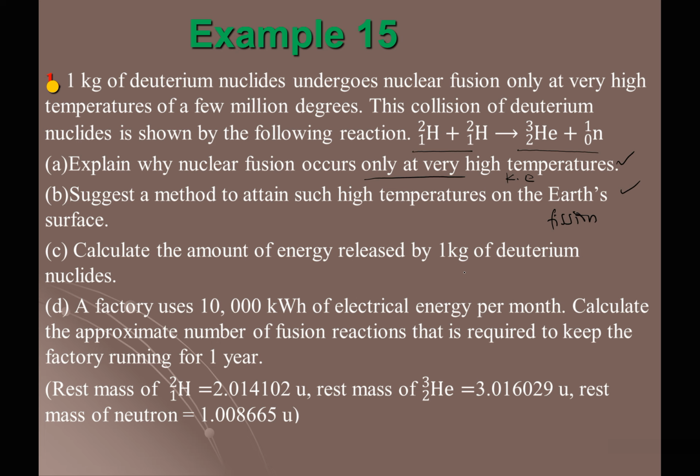Okay, so this would require a lot of space. So let me try to see if I have space in the next slide. So I'll need to quote some of these. 1 kilogram of deuterium. A factory uses 10,000 kilowatts of electrical energy per month. Calculate the approximate number of fusion reactions that is required to keep the factory running for 1 year.